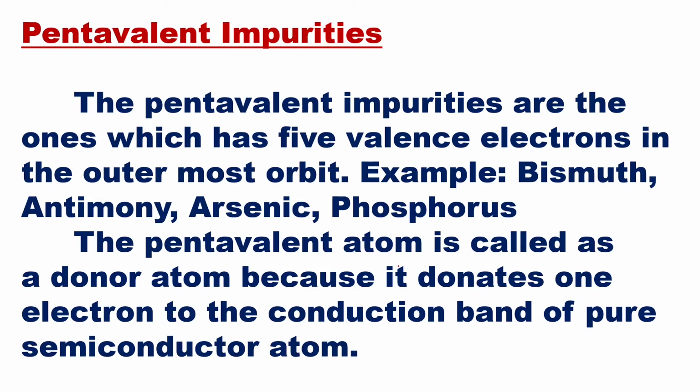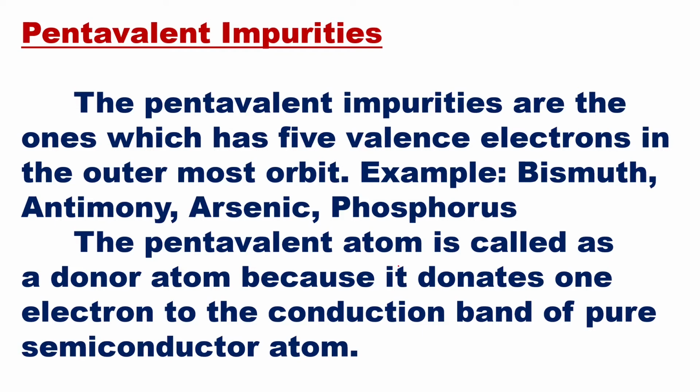Pentavalent impurities are the ones which have 5 valence electrons in the outermost orbit. Examples of these materials are bismuth, antimony, arsenic, and phosphorus. The pentavalent atom is called a donor atom because it is going to give one extra electron.